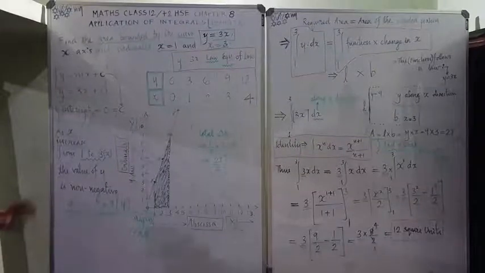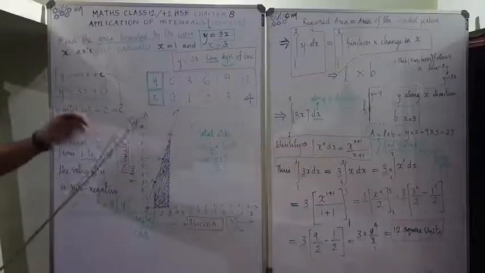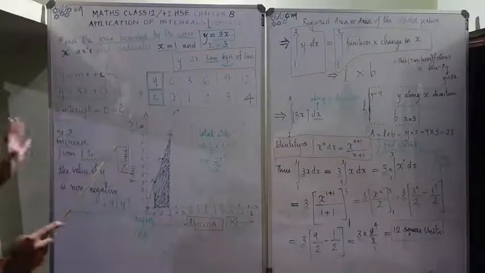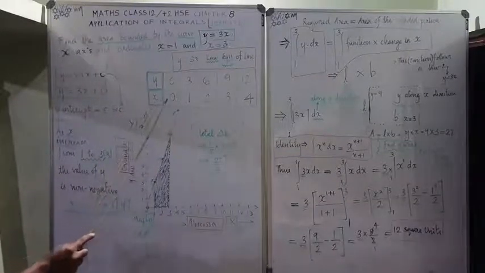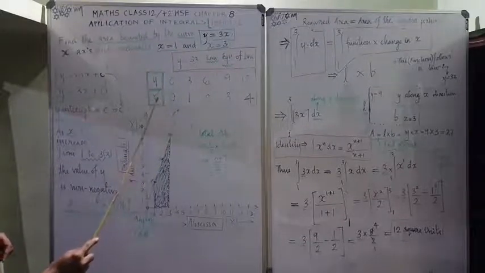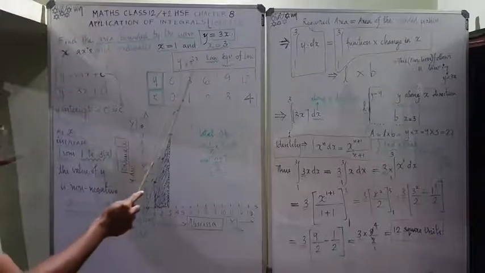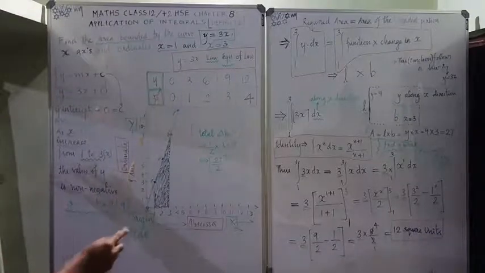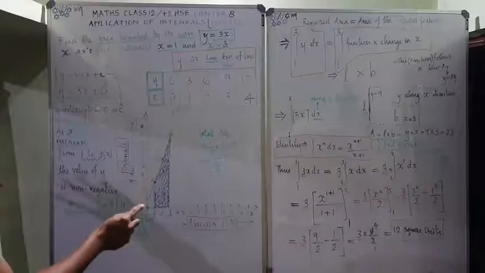So the y-intercept is equal to 0. And what is the nature of this line? When x is 0, then y is equal to 3 into 0, which is 0. Then x is equal to 1, 3 into 1 is 3. Then x is equal to 2, then 3 into 2 is 6.